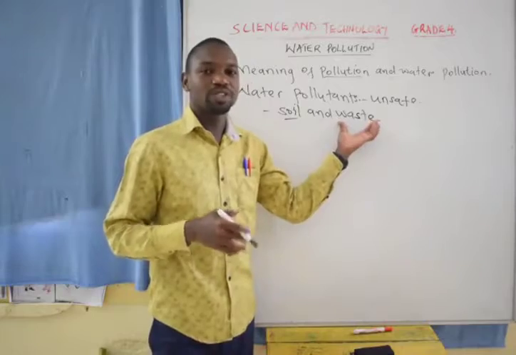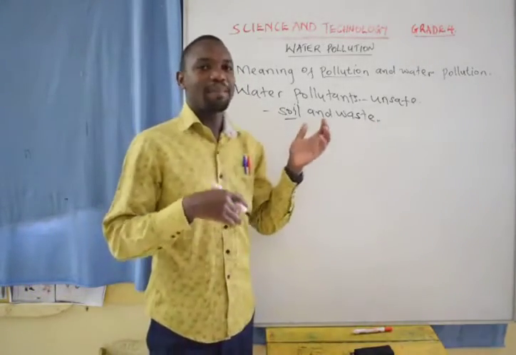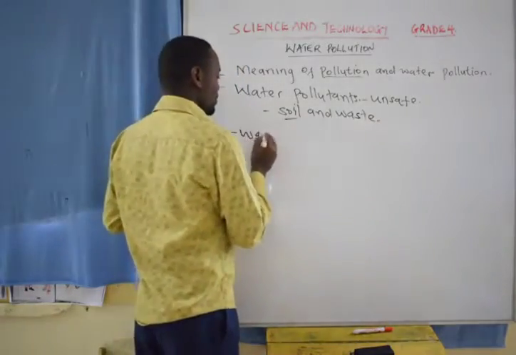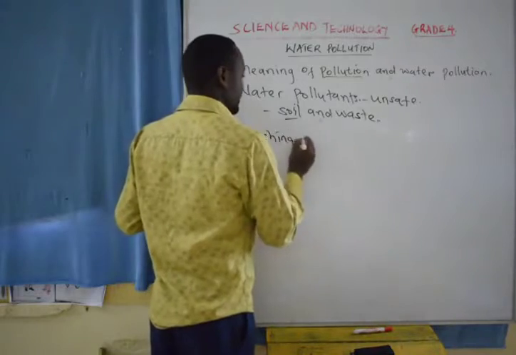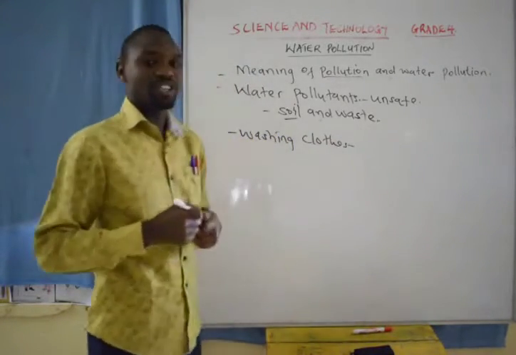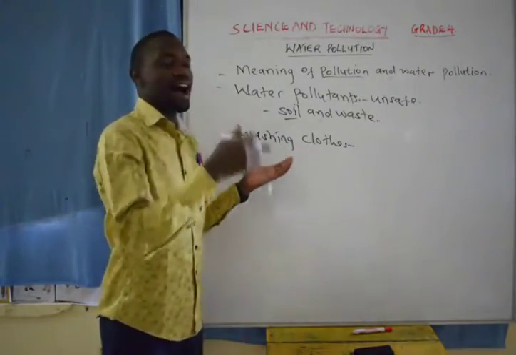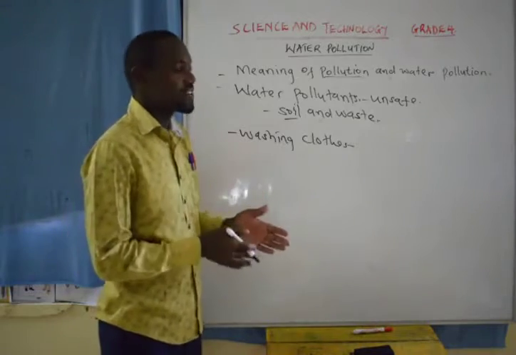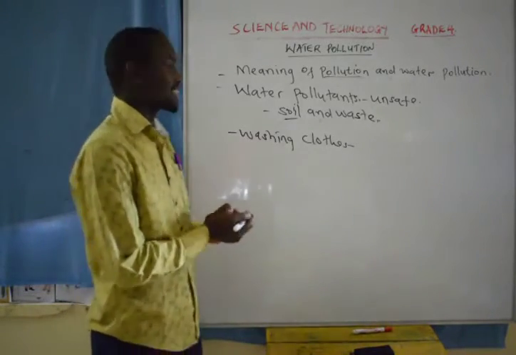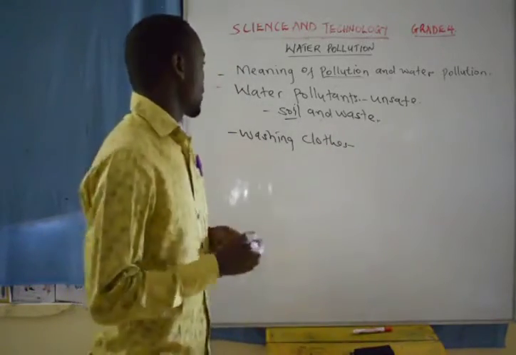How does waste pollute water? For example, there are people who wash clothes on the river, along the sides of the river or on water sources. Once you finish washing and cleansing the clothes, you pour that water into the river. You've already polluted that water.